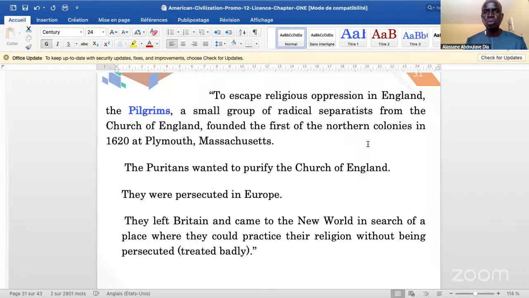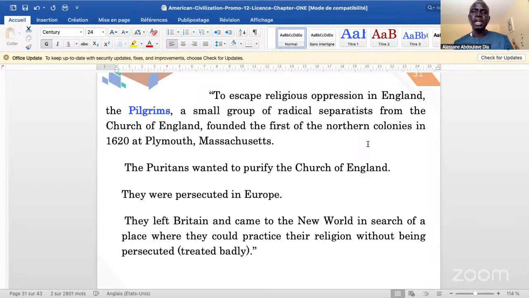And the pilgrims, why are they called pilgrims? Ce sont des pèlerins. They were called radical separatists. Why were they called radical separatists? Because they wanted to separate from the Church of England. For them, the Church of England was not good. The church was corrupt. The church was oppressing them, did not allow them to practice their religion, and they were frustrated. People call them radical separatists.